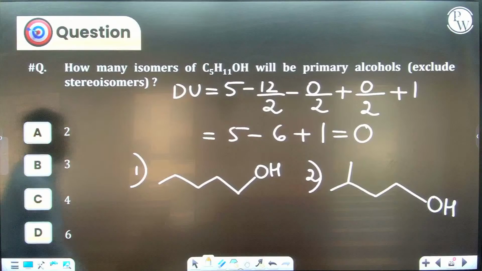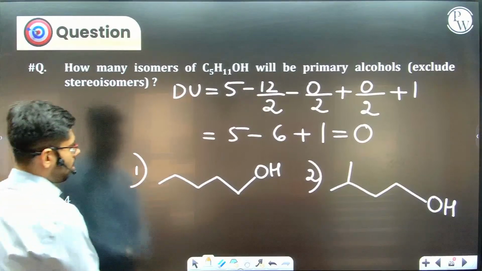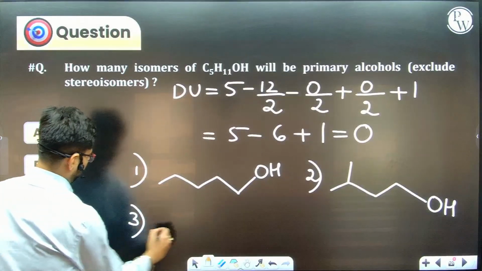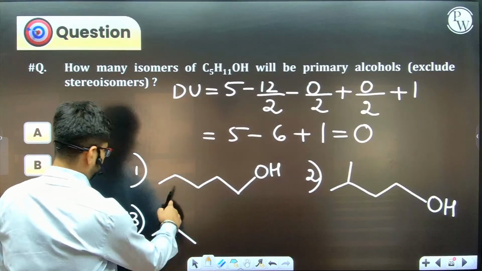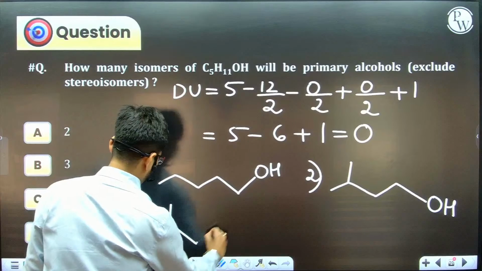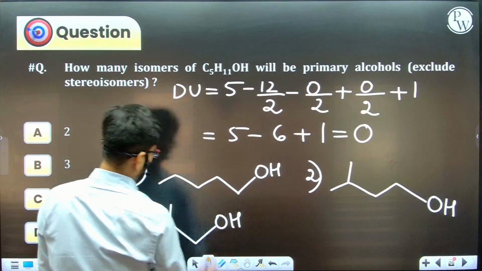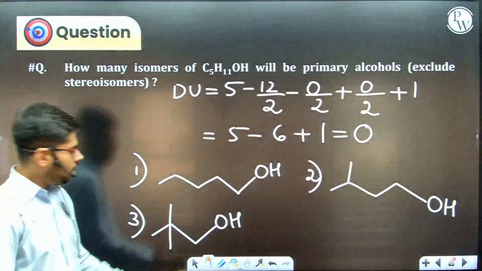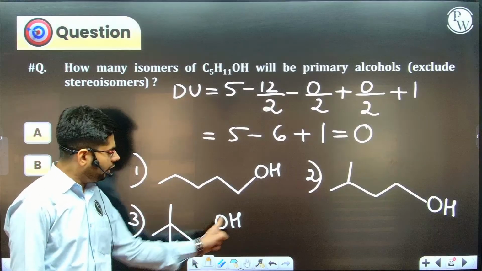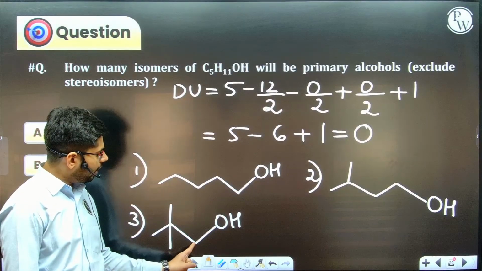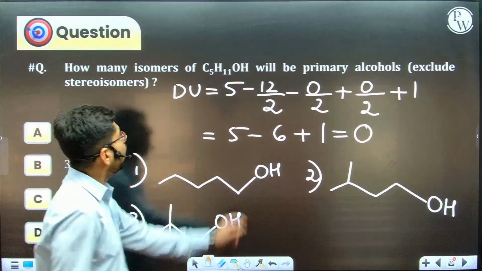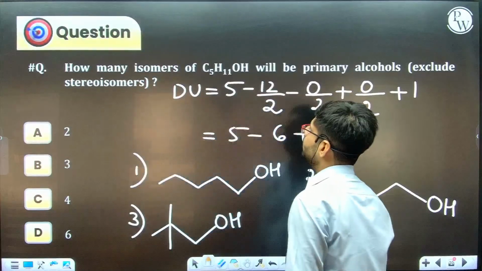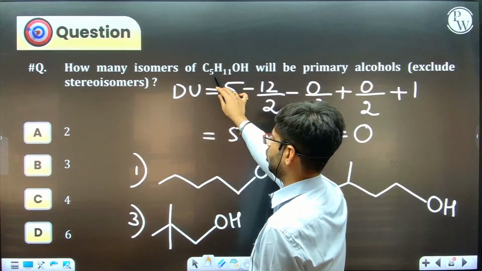So we are basically drawing and finding out. Is this a 1 degree alcohol? Look at this carbon because this is the carbon to which OH is connected. So this carbon is again 1 degree because it is connected to only one carbon here. So yes, this is also a 1 degree alcohol. Keep a track of the number of carbon atoms. See, C5. So there should be 5 carbon atoms.